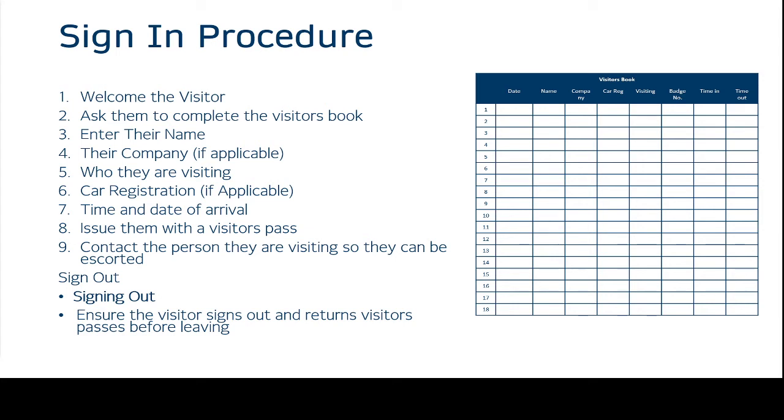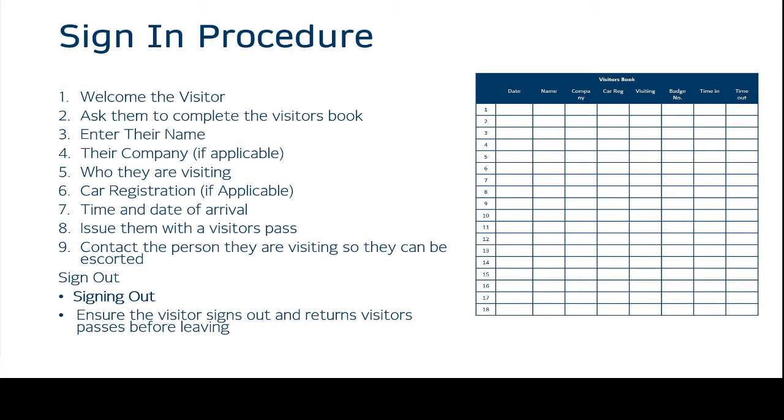Whether it's paper based or digital, they'd have to enter their name, and the company if applicable. It might be that they're not from a company, it might just be that they're there for an interview, in which case they're not from a company. But if they are, you want to put in their organisation name. Who are they going to visit? Car registration, if applicable. It might be that you're in an office block in a city centre and there's no car park, or the person didn't drive there. But if it's applicable, we want the car registration. Time and date of arrival.